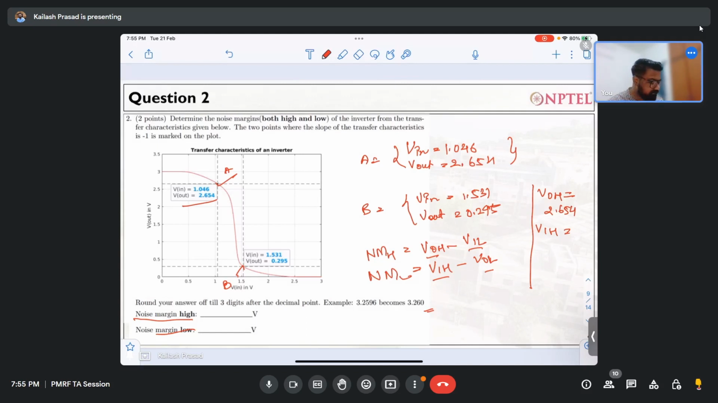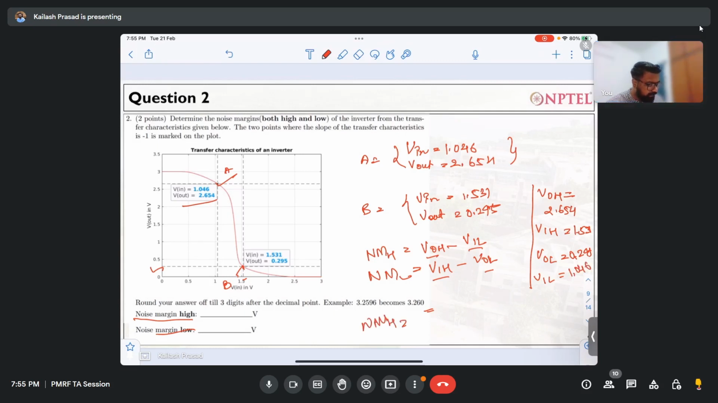What is VIH? Sorry, VIL. VIH I'm talking about, input high. Okay, VIH is 1.531. Then VOL, this is output low, this point VOL is 0.295. And VIL, this is 1.046. Okay, so we will quickly calculate NMH.